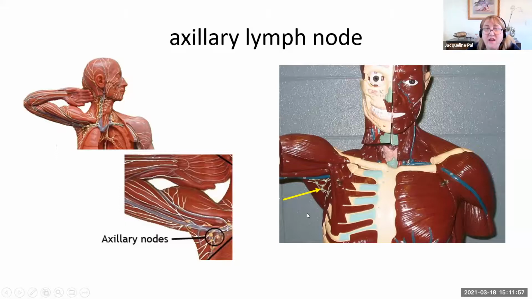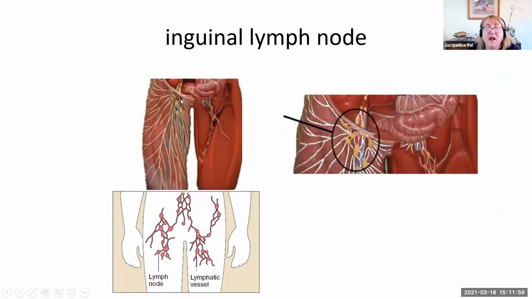Each one is an axillary lymph node if it's in the axilla. Now, in the groin area, where the lower extremity meets the torso, this is called the inguinal area. Each of these, which you clearly see is yellow on this particular model, but green on the muscle model, would be an inguinal lymph node.